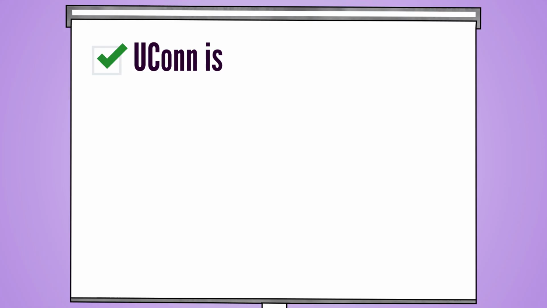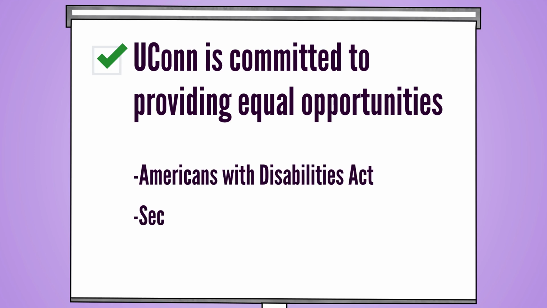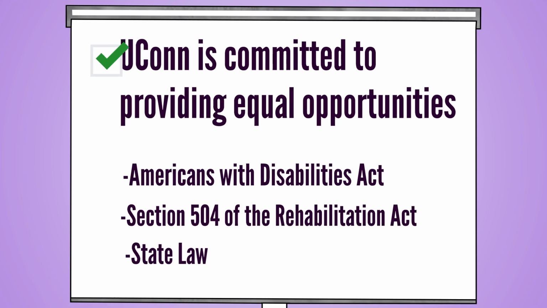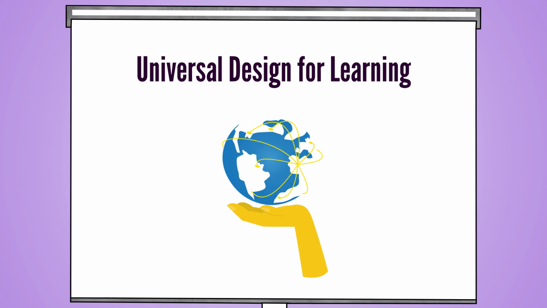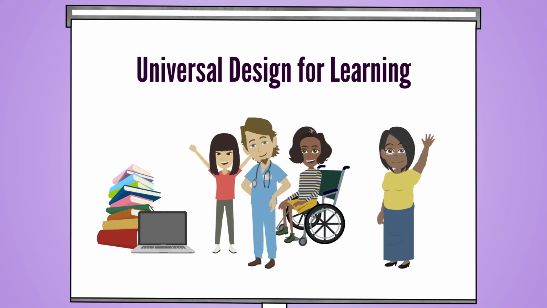UConn is committed to providing equal opportunities for all students and is required to do so under the Americans with Disabilities Act, Section 504 of the Rehabilitation Act, and state law. In addition to these legal obligations, universal design for learning and creating accessible content allow learners to engage fully with their classes, peers, and faculty, and to obtain the most out of their UConn experience, ultimately ensuring that education is inclusive and available to everyone.